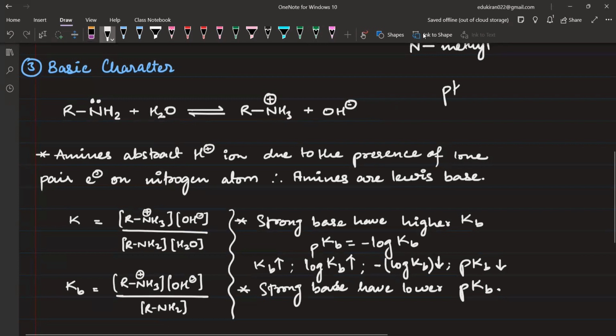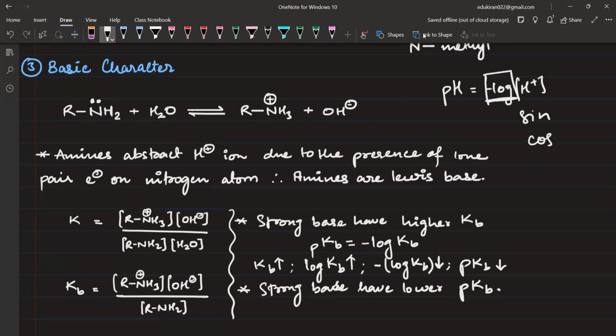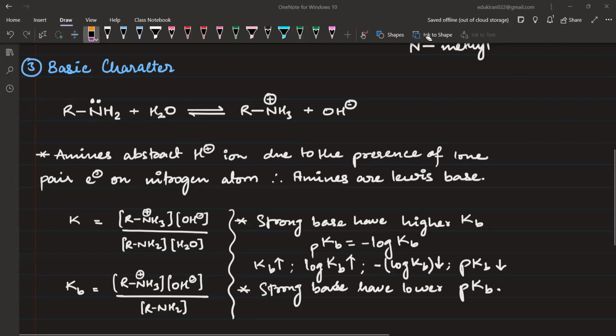Like pH, what is pH? Minus log of H plus. Just like log is a function, sine is a function, cos is a function, right? In the same way, p is a function. p means minus log. Also, pK and pKb are concepts from 11th standard equilibrium. I hope it is not the first time you're hearing about pKb. pH, pOH, pKb, pK, all of these are concepts from 11th standard equilibrium. Write this down, raise your hand once you're done.